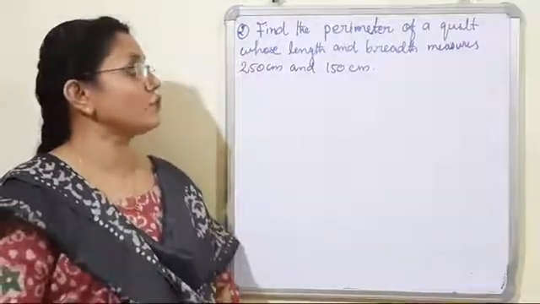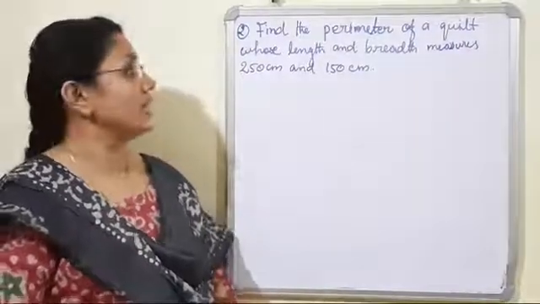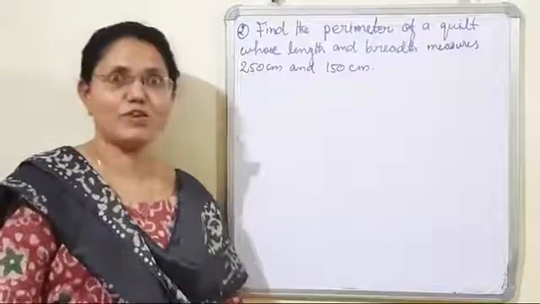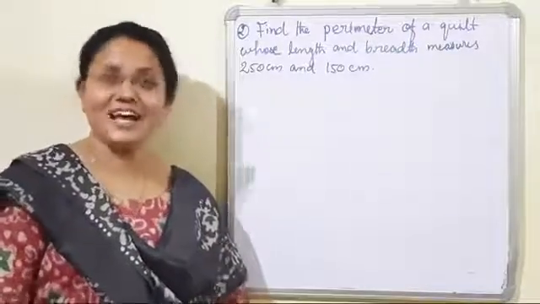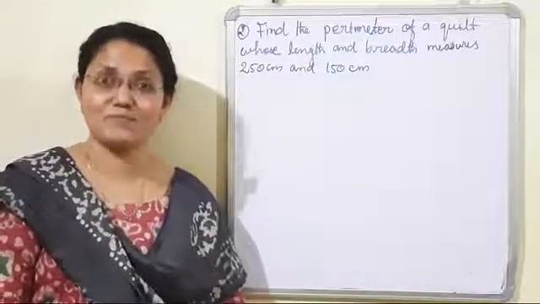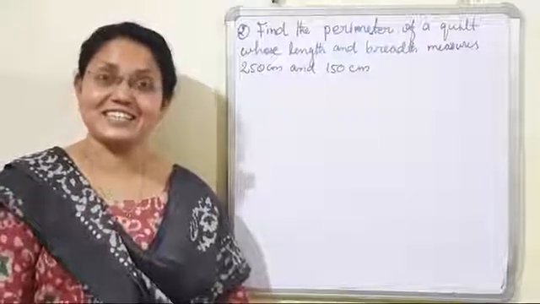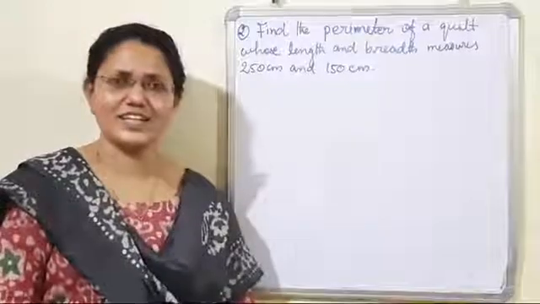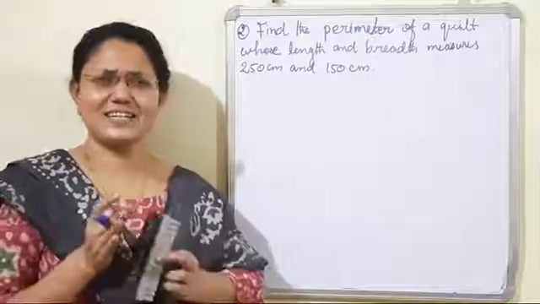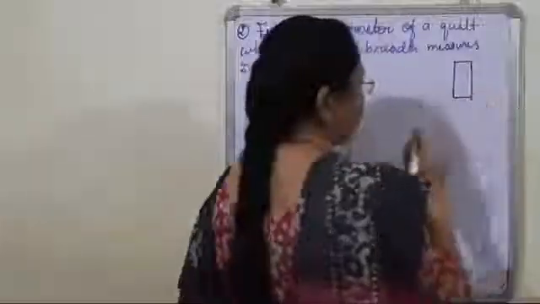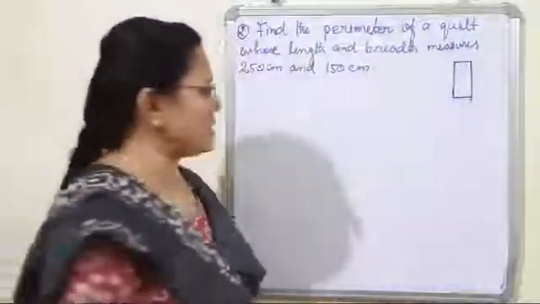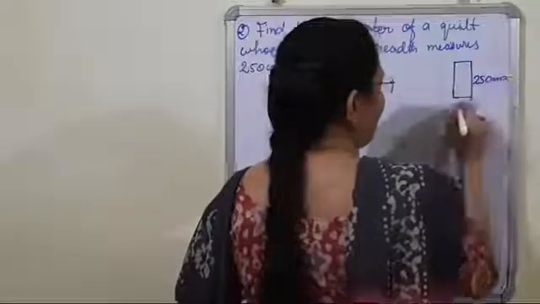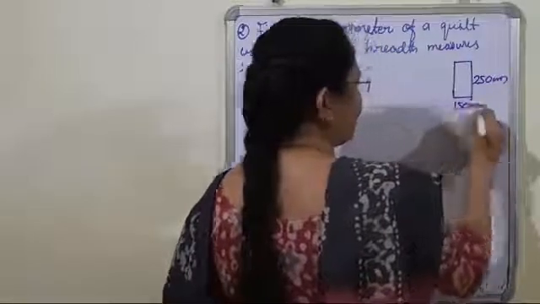Find the perimeter of a quilt whose length and breadth measures 250 centimeter and 150 centimeter. Length and breadth is given. From this we can understand the shape of the quilt is rectangle. What is quilt? It is just like a bed itself. Its length and breadth is given. Length is 250 centimeter and breadth is 150 centimeter.